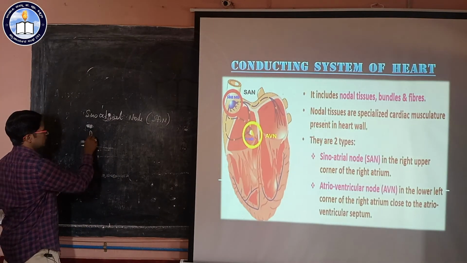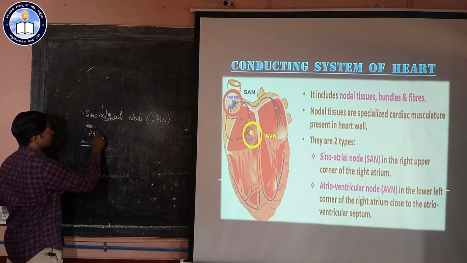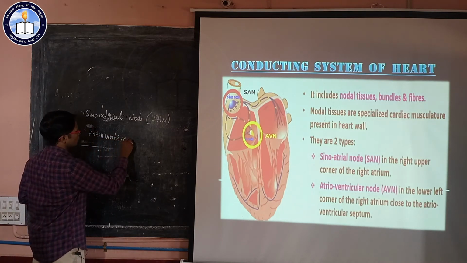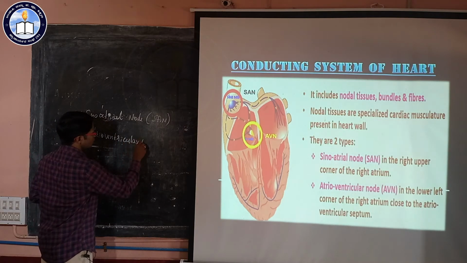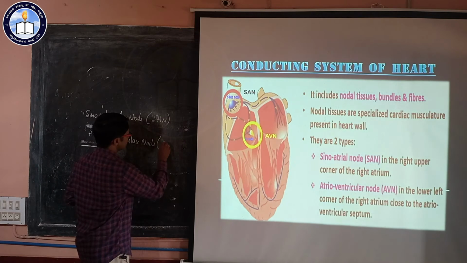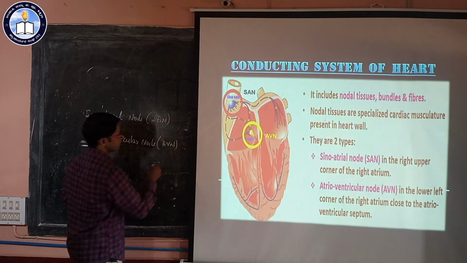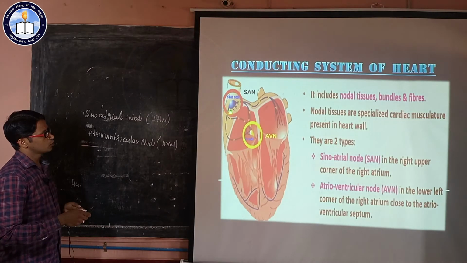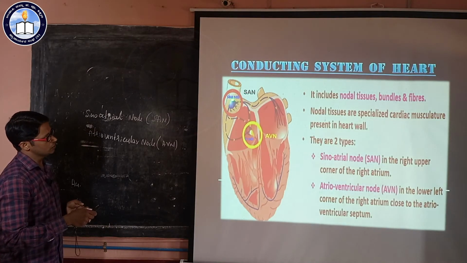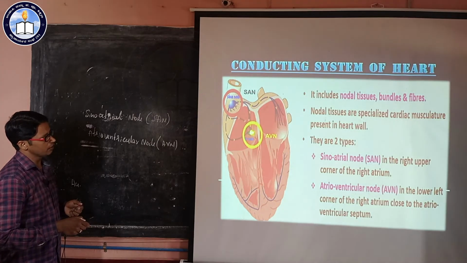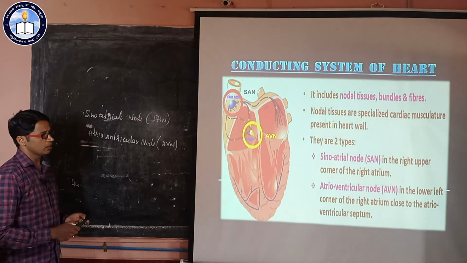Next one is called the atrioventricular node, or AVN. In the diagram, here there is a specialized nodal tissue. This is called SAN. Here it is seen, and this we call AVN, the atrioventricular node.